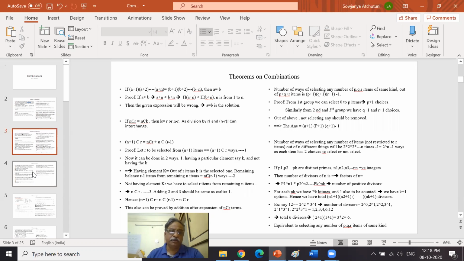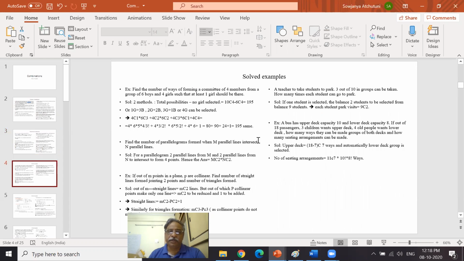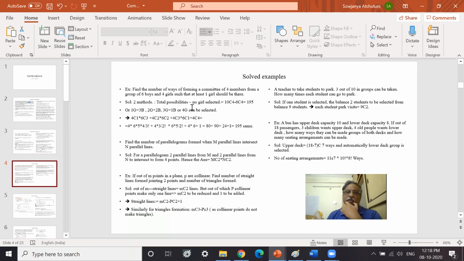Let us see some solved examples here, so we understand the concept in a better way. A committee of 4 members from 6 boys and 4 girls, such that at least one girl should be there.